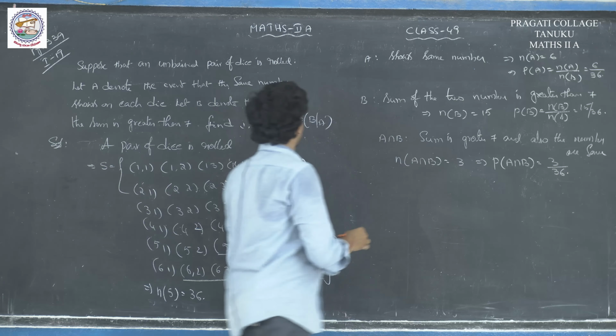Then the probability is denoted by P of A bar. P of A bar means 1 minus P of A. 1 minus 1 by 3, that is 2 by 3. Here, the probability that Australia will win a match is 1 by 3. If Australia loses the match, that means India will win the match, which is 2 by 3.